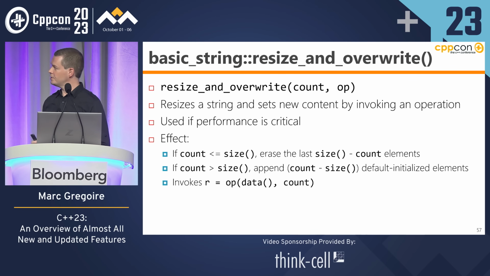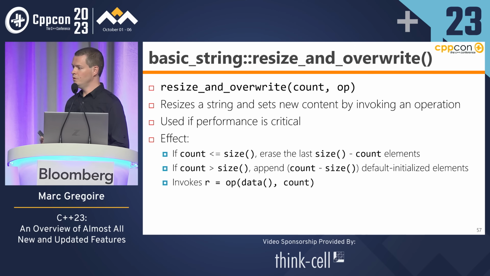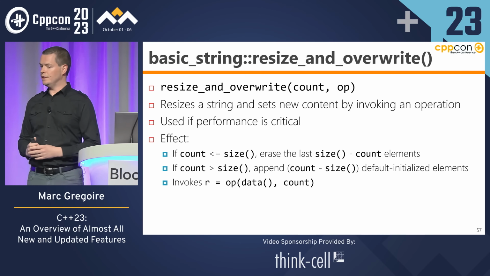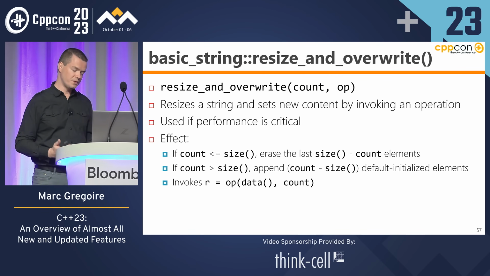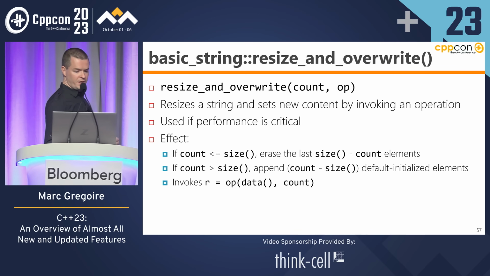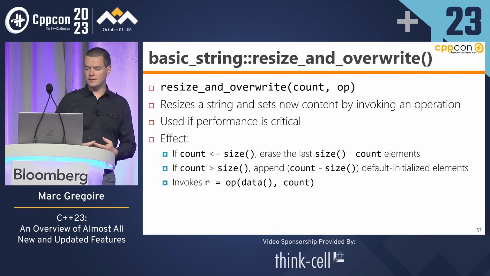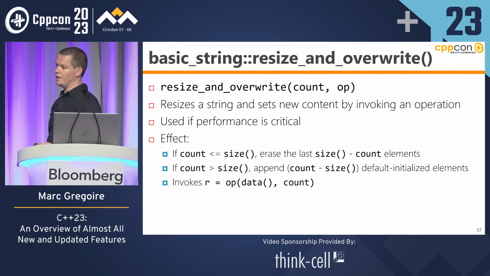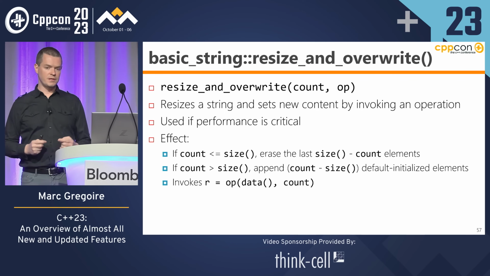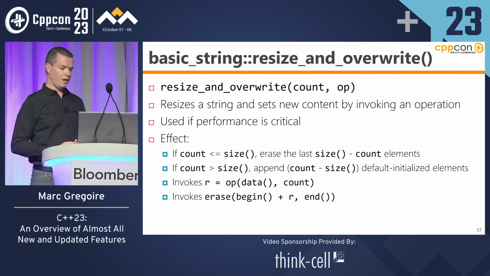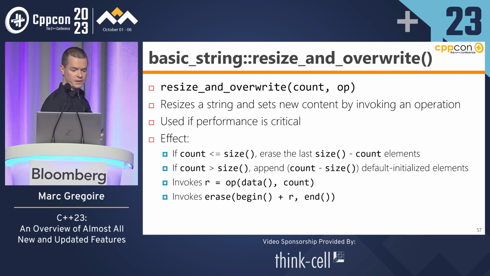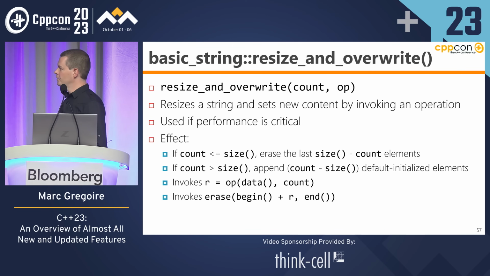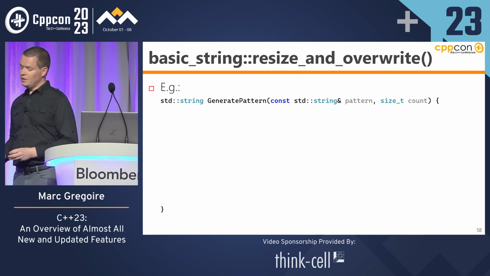The operation that you pass to resize and overwrite accepts two parameters. The first one is a pointer to the data, to the string. And the second one is the size that we want the string to be. This operation then fills in the data. And if it decides that the string will be a little bit smaller than what is requested, it can return the new size. The R that you see there is the size of the final string. And so the last step that we have to do is, if R is less than count, we need to trim the excess characters. So this all sounds a bit abstract, so let's have a look at an example.